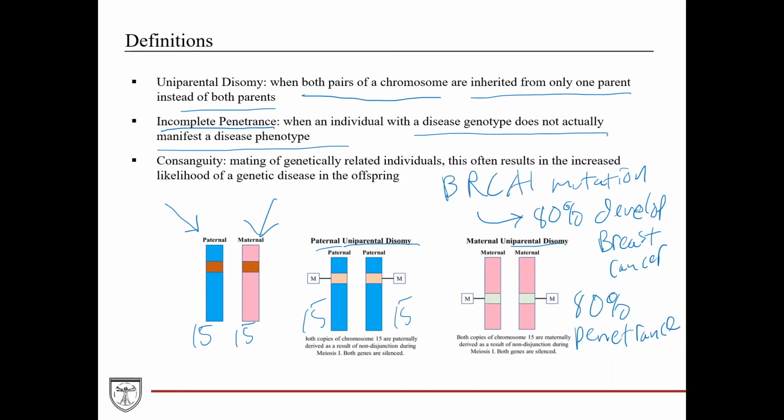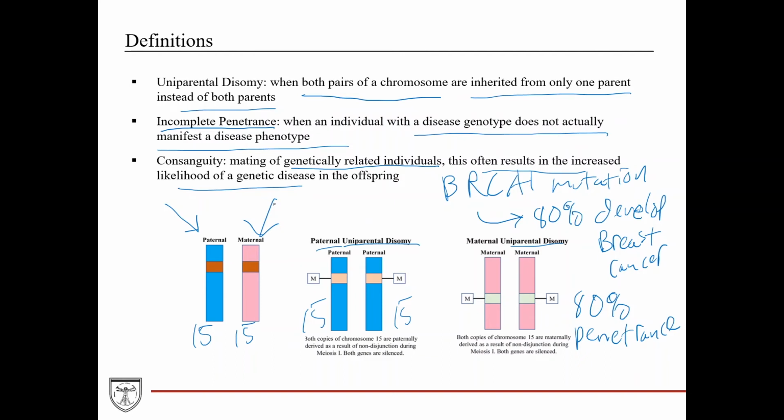Consanguinity is when you have mating of genetically related individuals, and this often results in an increased likelihood of a genetic disease in the offspring. Examples of this in real life are certain groups of people where you see higher rates of people mating that are genetically related.